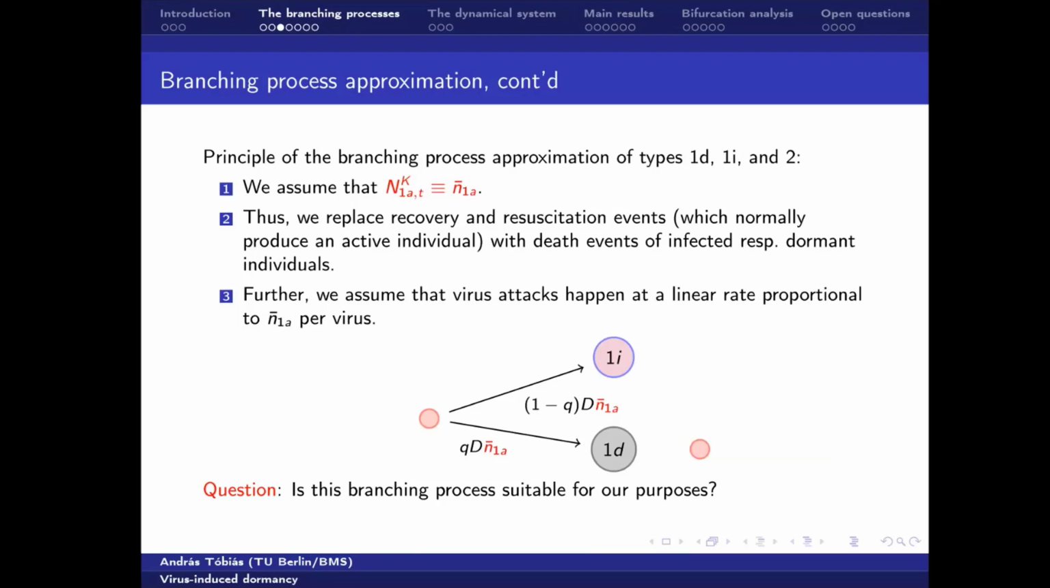And also, we somehow pretend that instead of virus attacks, we just have some linear rate for events happening for the viruses. So instead of saying that viruses infect active individuals, for each virus at rate proportional to M1A bar, we have either a successful or non-successful virus attack. So this is really something depending linearly on the number of viruses now, and then we get this branching process. The question is, is this branching process that we obtain this way suitable for our purposes, or is there any problem with the usual approach?